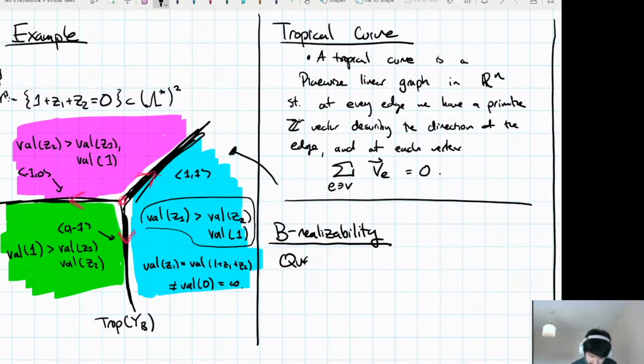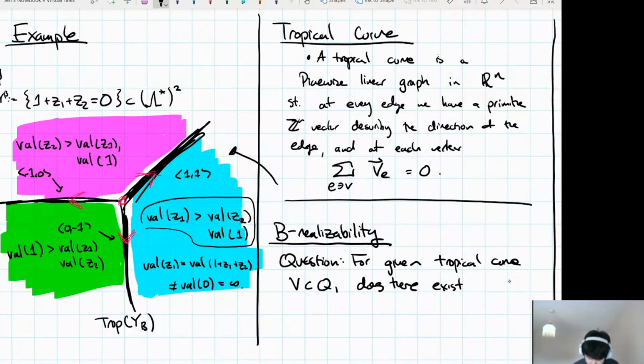So ask the question: for a given tropical curve V inside of Q, does there exist Y_V inside of X_B such that the tropicalization of Y_V is equal to V? So can you find something which has a set tropicalization?